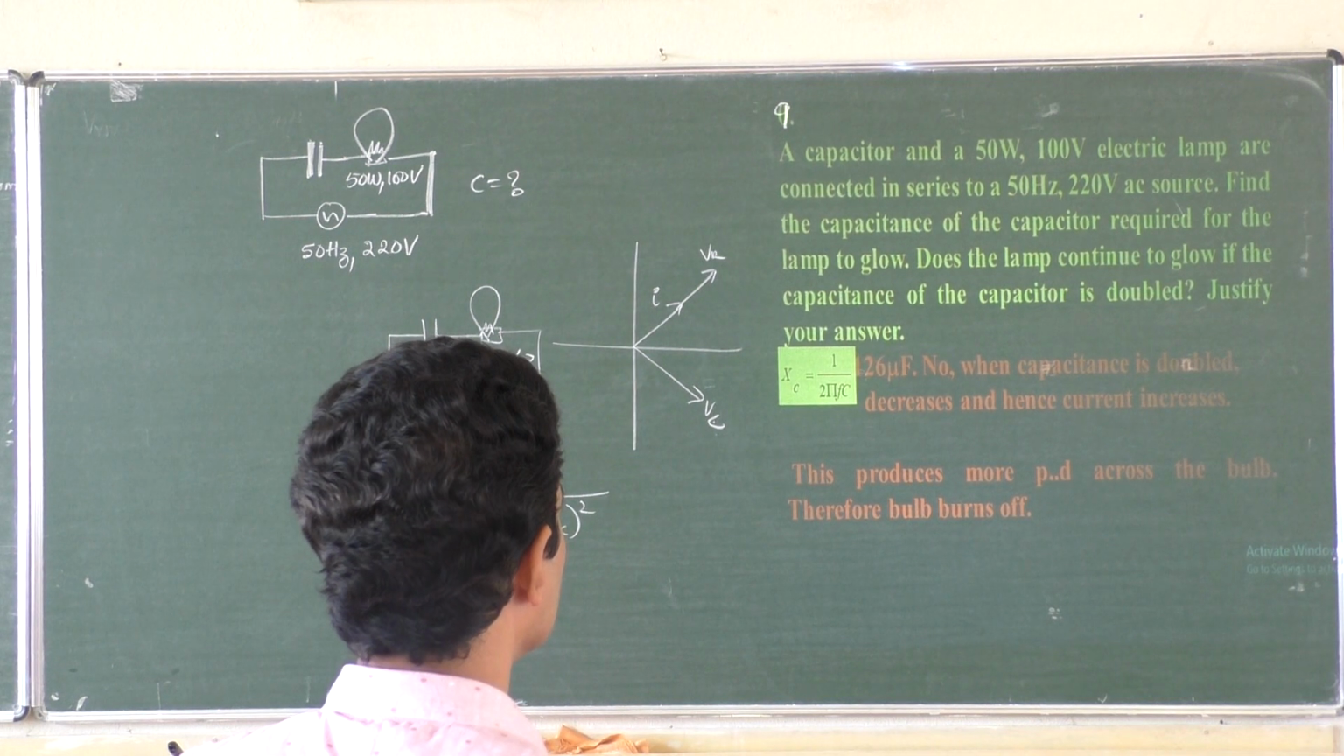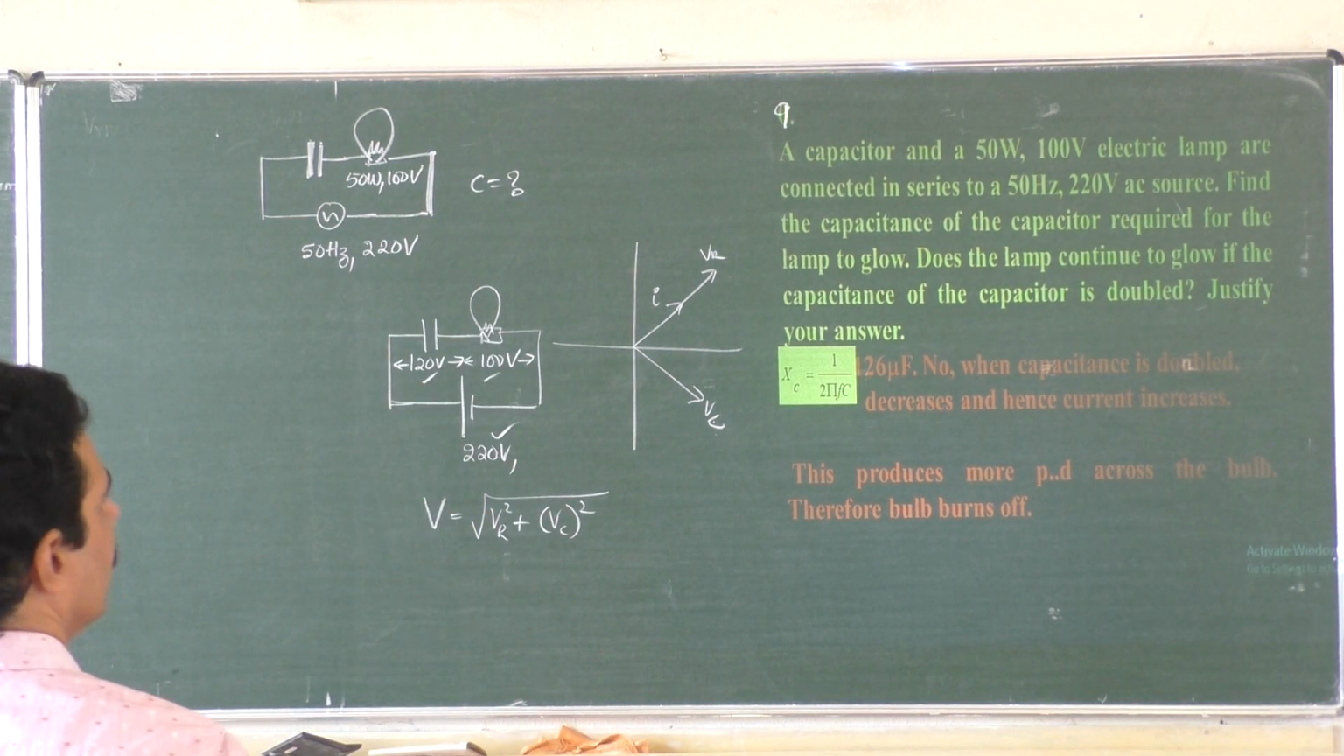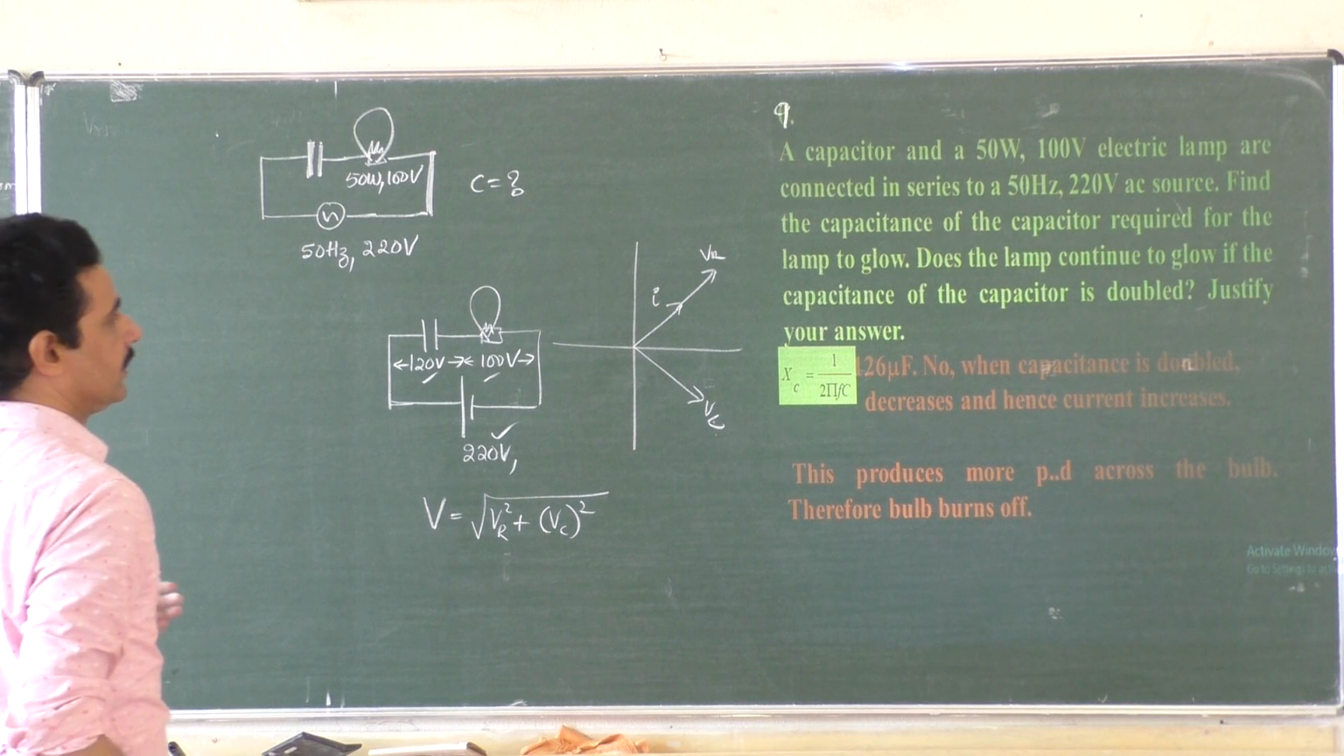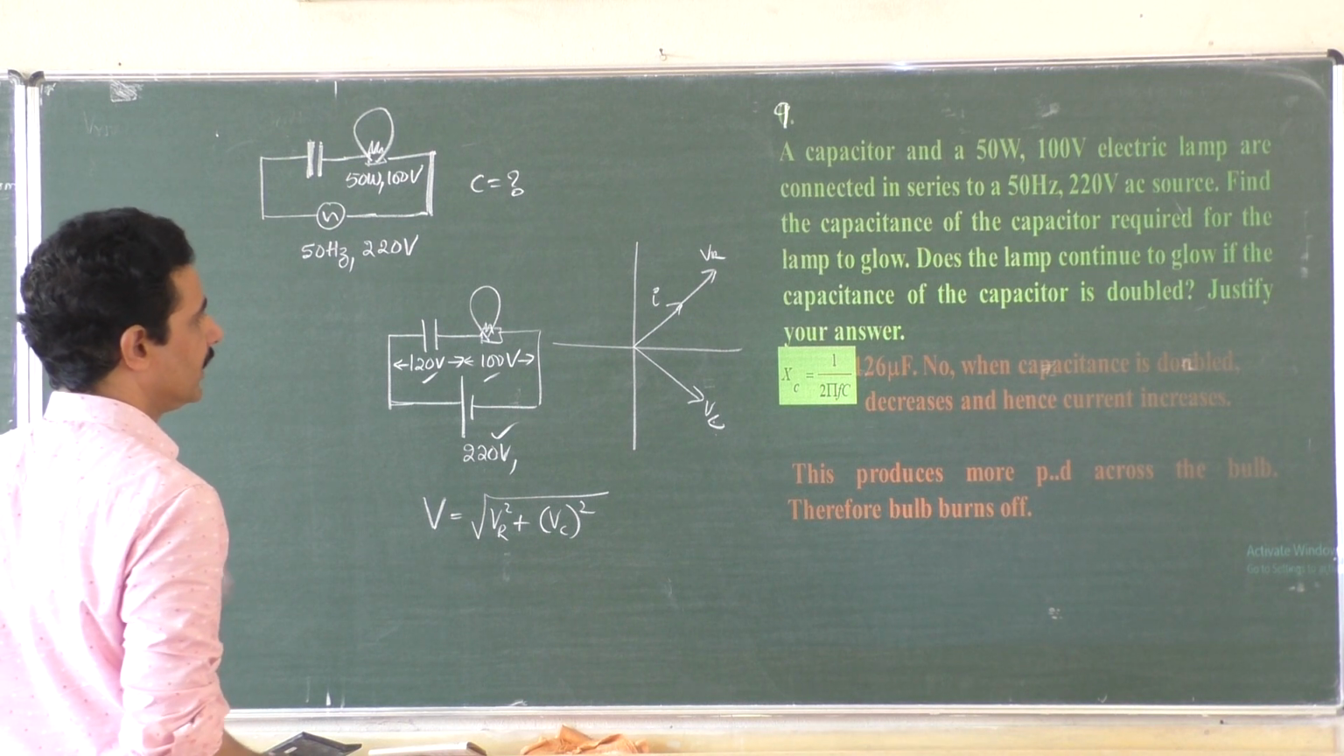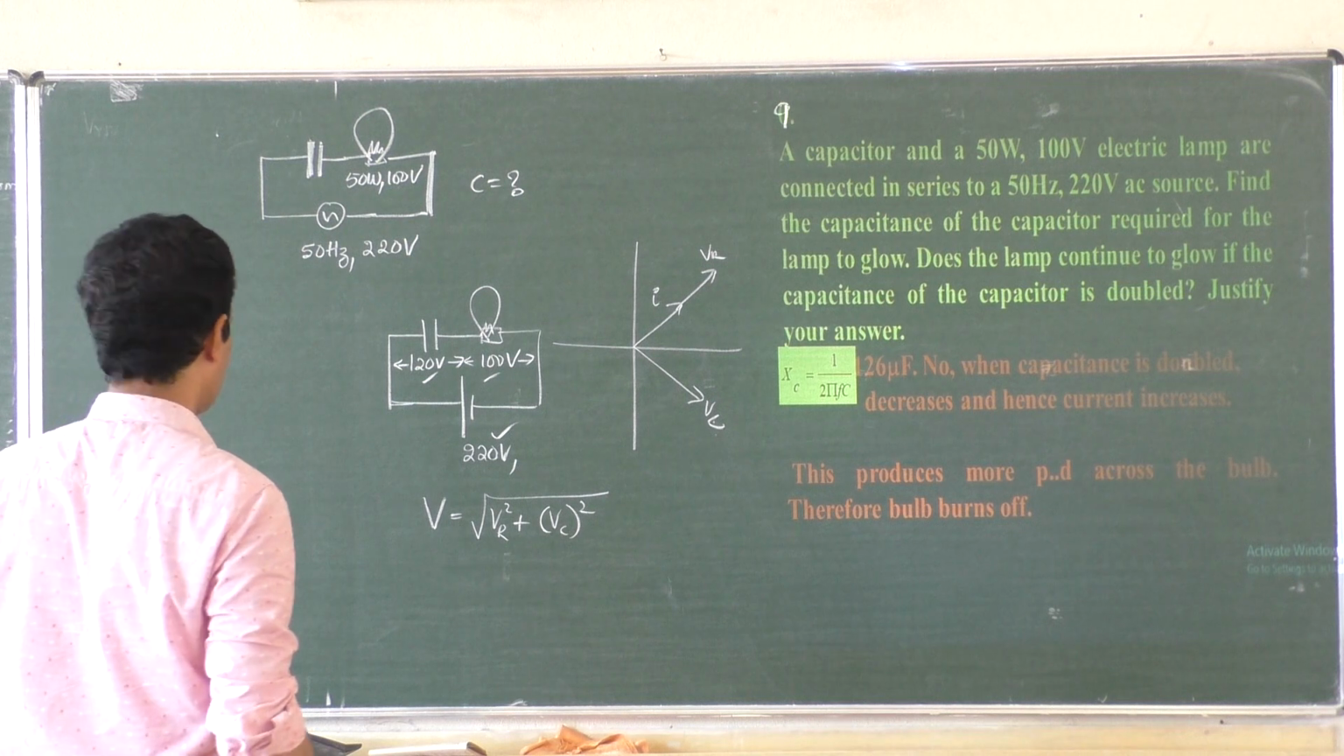I don't know why it has changed. Yeah. Find the capacitance of the capacitor for the lamp to glow properly. Does the lamp continue to glow? That is the second part.